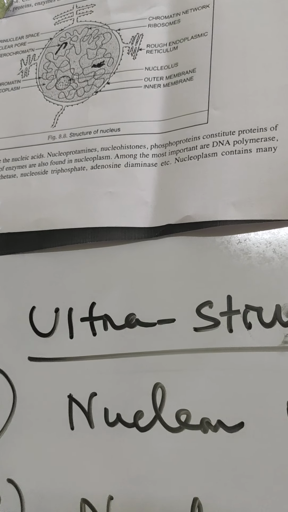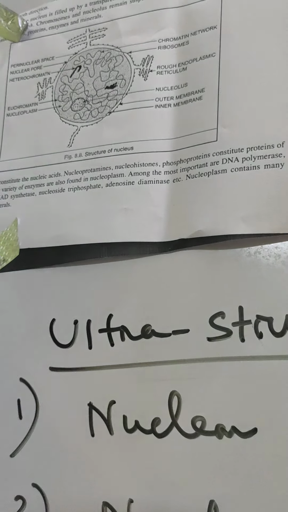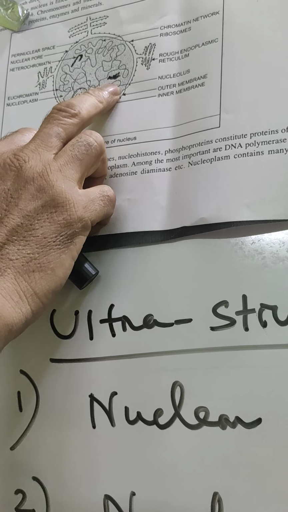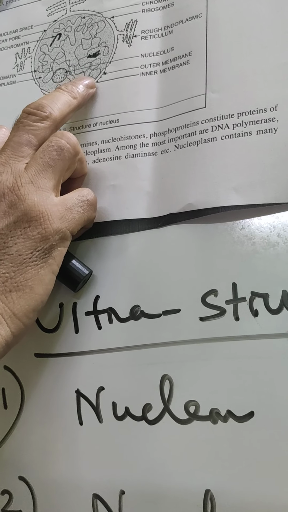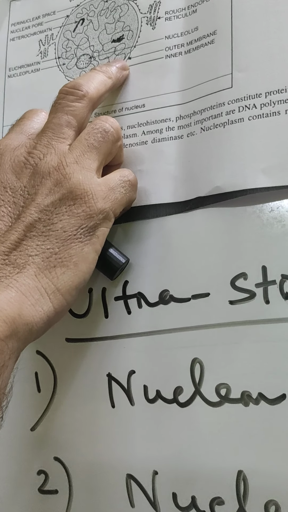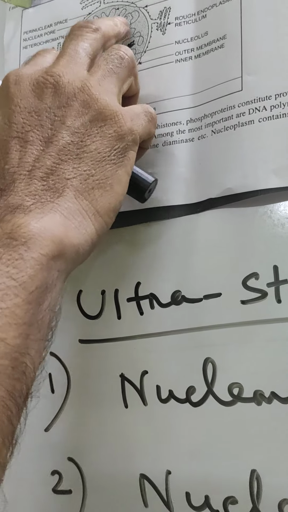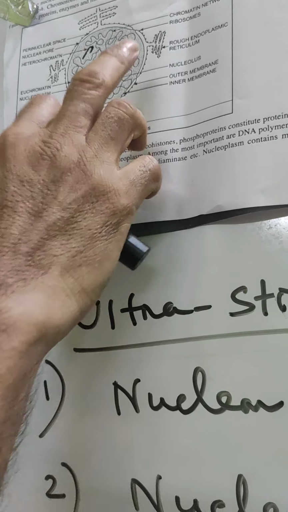Then let me talk about nucleoplasm. Nucleus is filled up with some granular transparent substance which contains different types of enzymes, water, minerals, that we call nucleoplasm, which carries out maximum function of the nucleus. And within this nucleoplasm, some thread-like structures are there called chromatin reticulum, and one spherical structure called nucleolus.